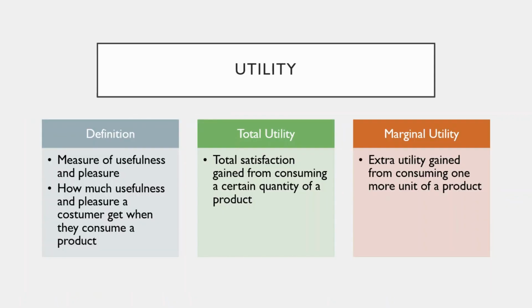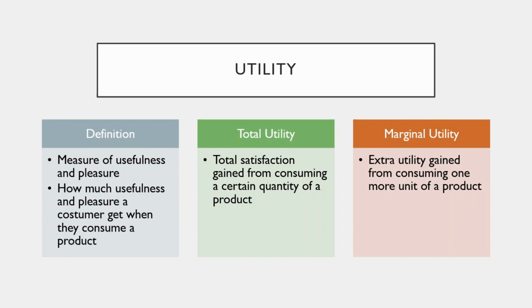Let's talk about what utility is. Utility is a measure of usefulness and pleasure. It's more than just happiness. Utility could be getting a shot, but I don't exactly dance for joy when I get a shot. Total utility is the total satisfaction gained from consuming a certain quantity of a product. And marginal utility, and this is going to be really big when we get to the externalities graph, is the extra utility gained from consuming one more unit of a product.